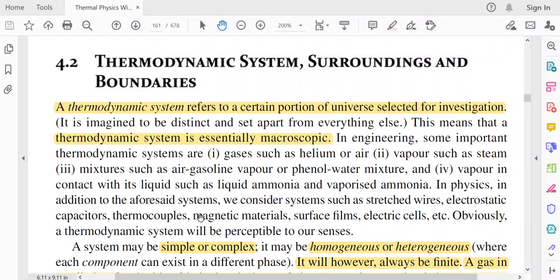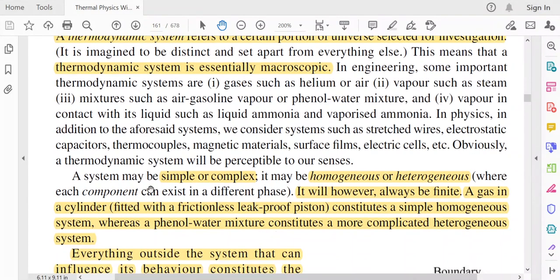However, in physics, in addition to the aforesaid systems, we consider systems such as stretched wires, electrostatic capacitors, thermocouples, magnetic materials, surface films, electrical cells, etc. Obviously, a thermodynamic system will be perceptible to our senses. A system may be simple or it may be complex. It may be homogeneous or heterogeneous. It will, however, always be finite.